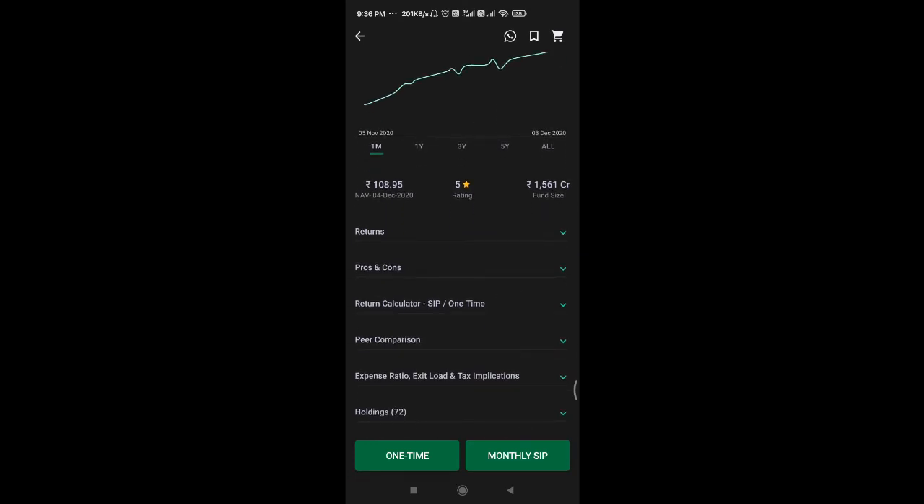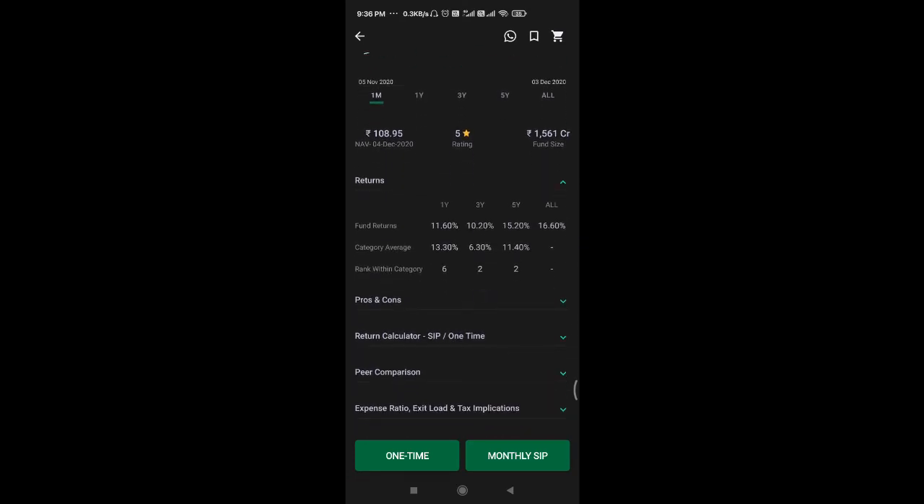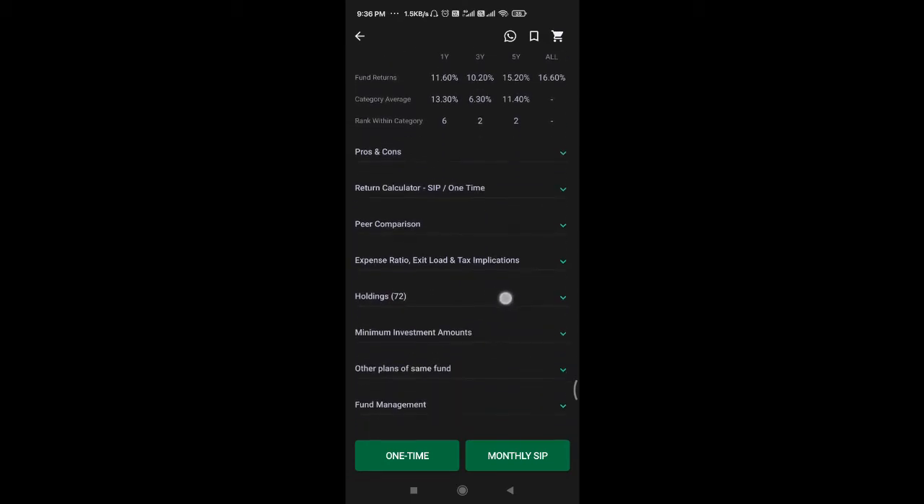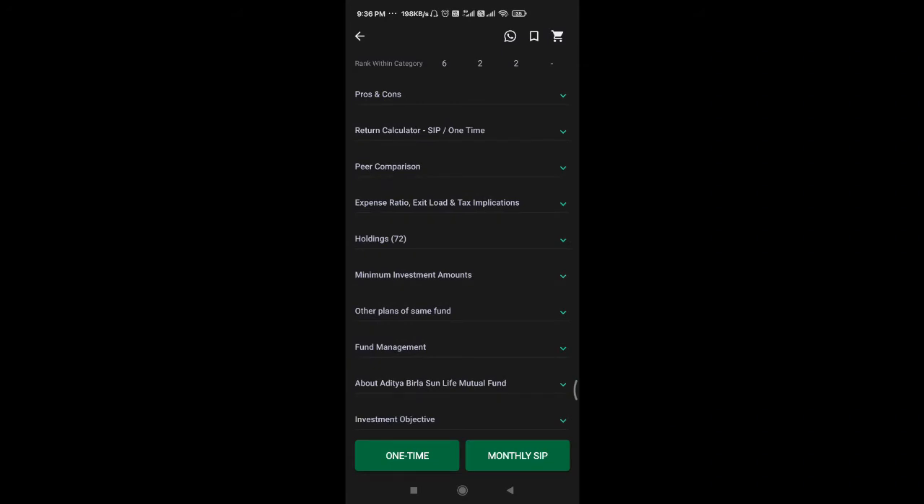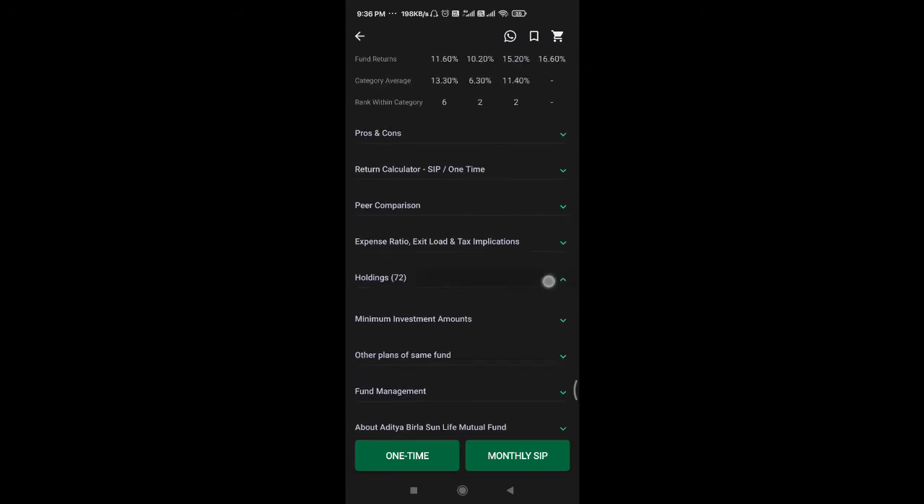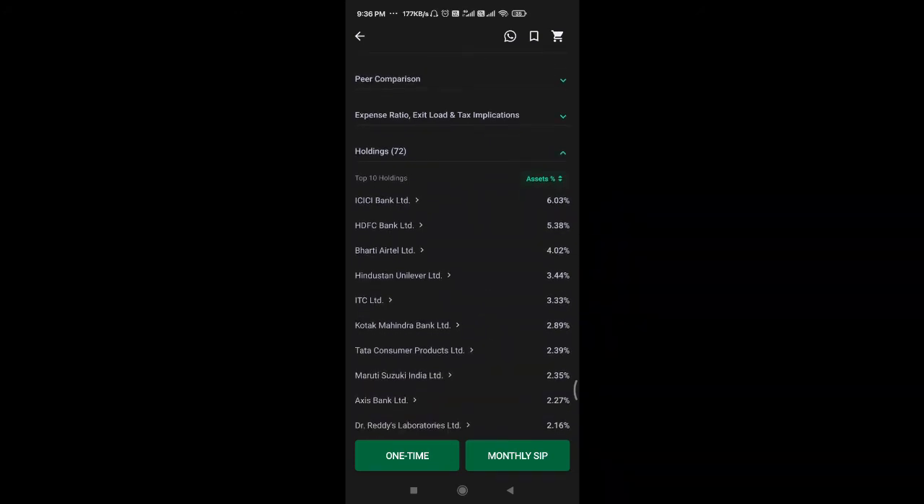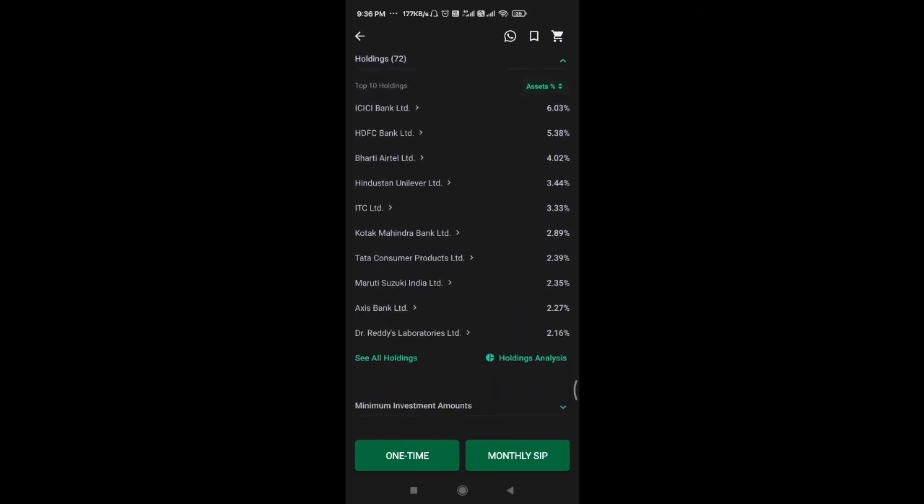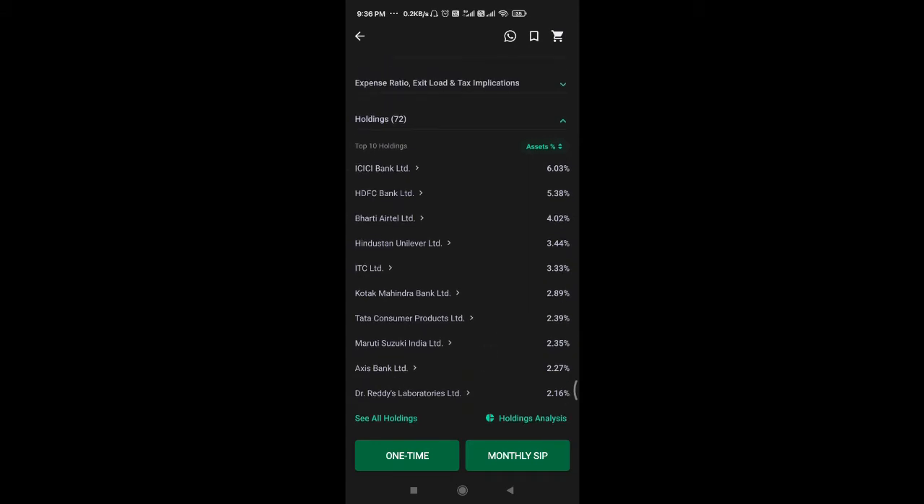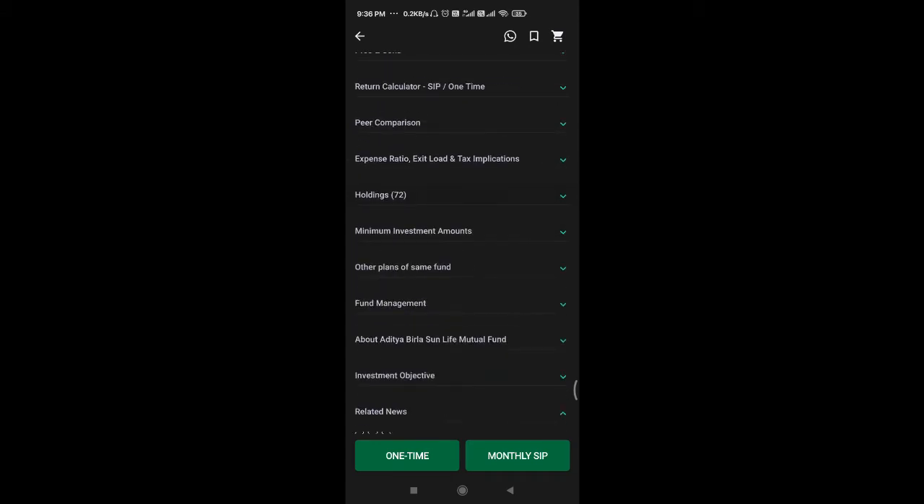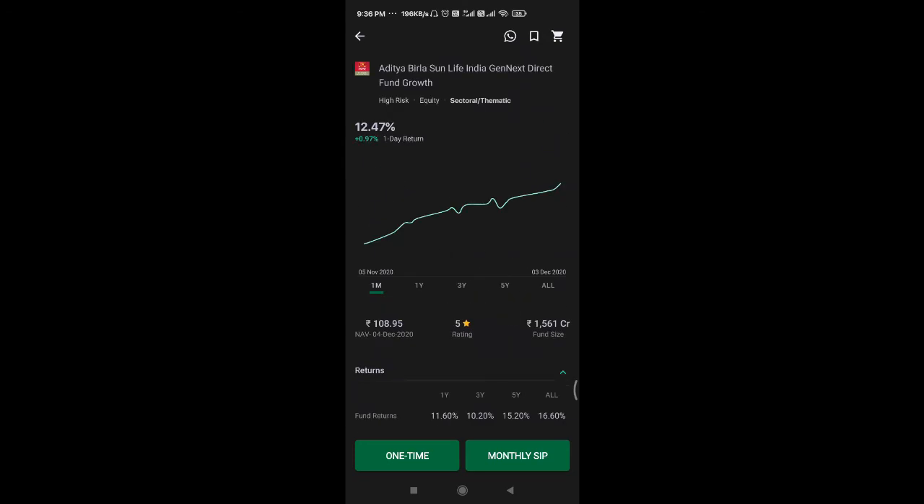Okay, so you can check the return here, how much return in 1 year, and in 3 years how much, category average, like that. So you will get all this detail here. It is very important, and it is very beneficial for you. This is the holding. Where this mutual fund is investing, you will get all this detail. These are good companies getting lots of profit, so they are investing in these particular companies. That's why you can notice the growth is very high, but risk is also very high.